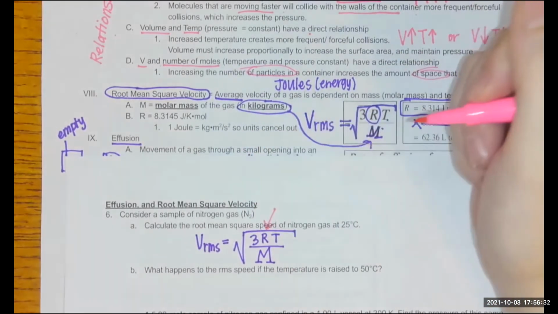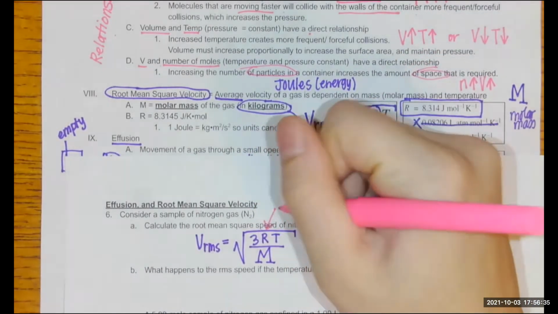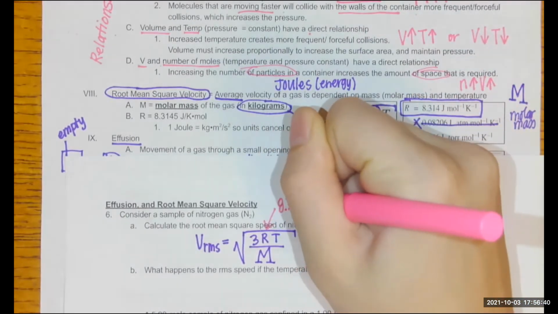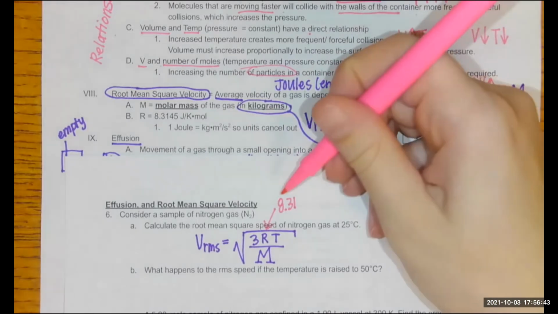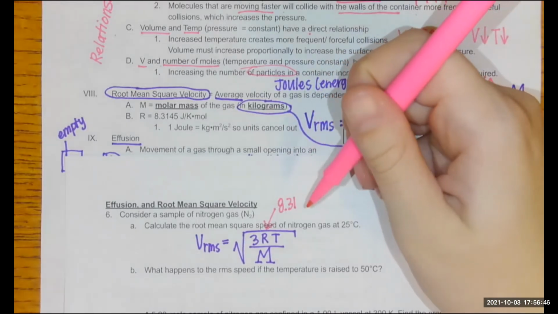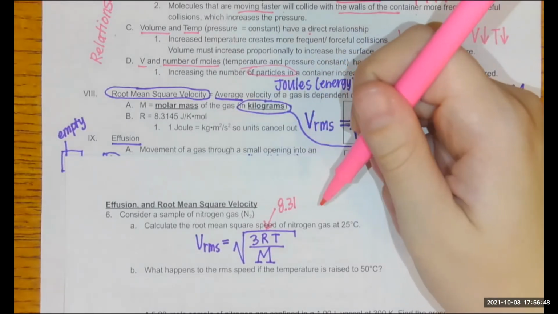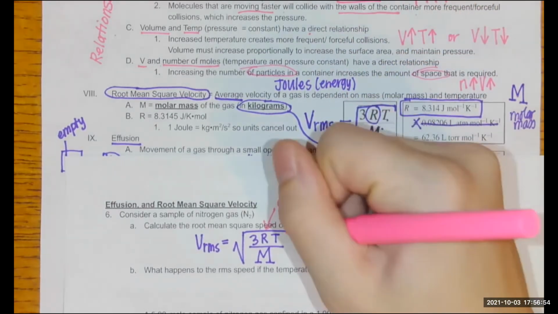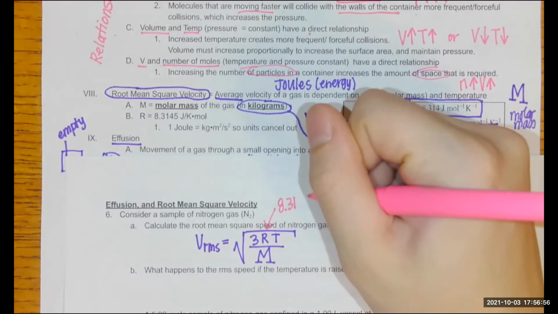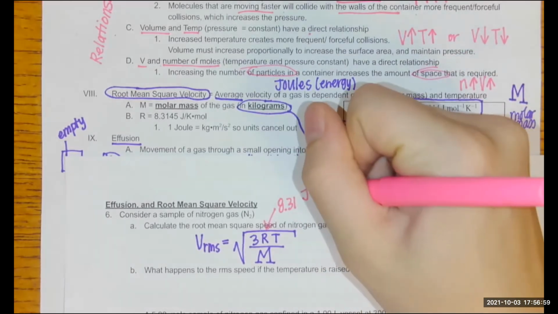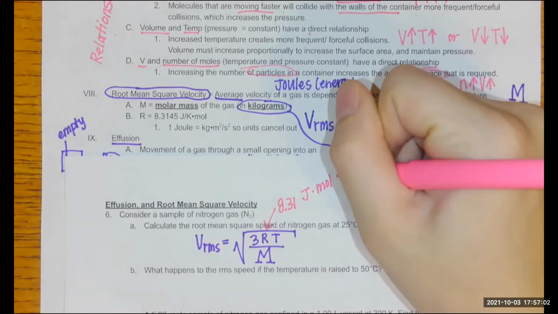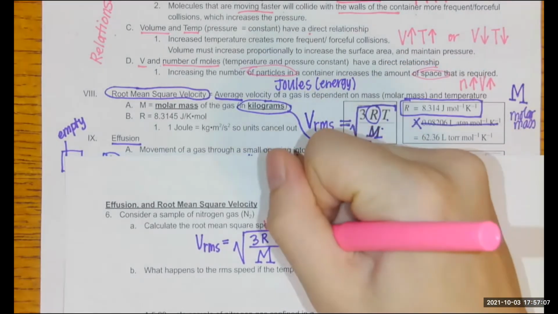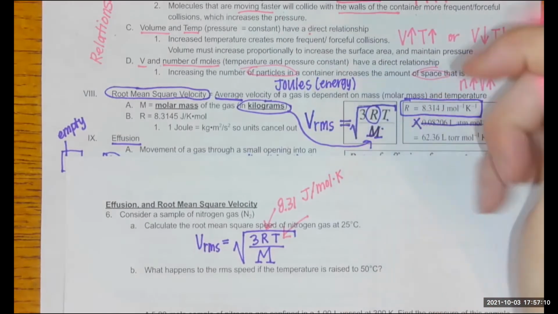We have to use the R that involves joules, which I find so easy to remember because it's like 8.31. And guess what? My birthday is 8/31. It's like August 31st. So super easy for me. But 8.31. The units don't super matter, but if you want them, joules per mole Kelvin.